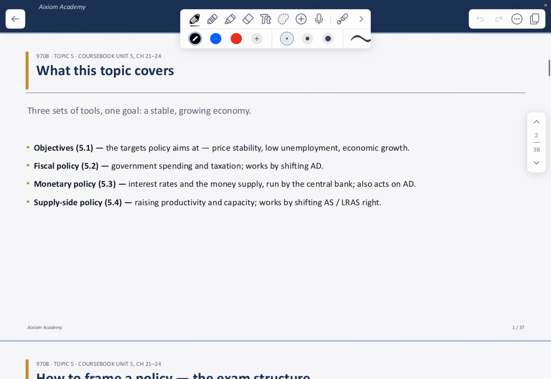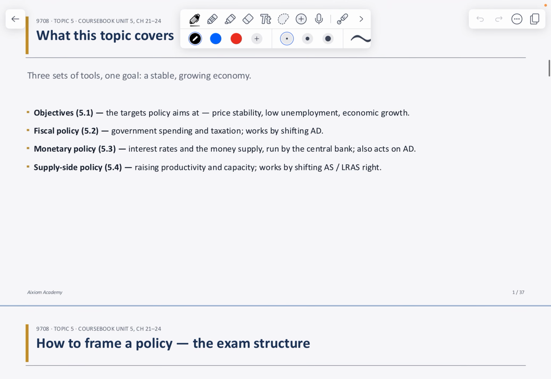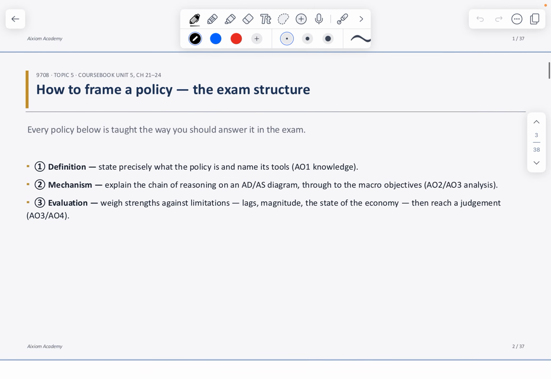This unit basically covers four parts. So first is the objective of government, and then three corresponding policies to achieve these aims, which are fiscal policy, monetary policy, and supply side policy.